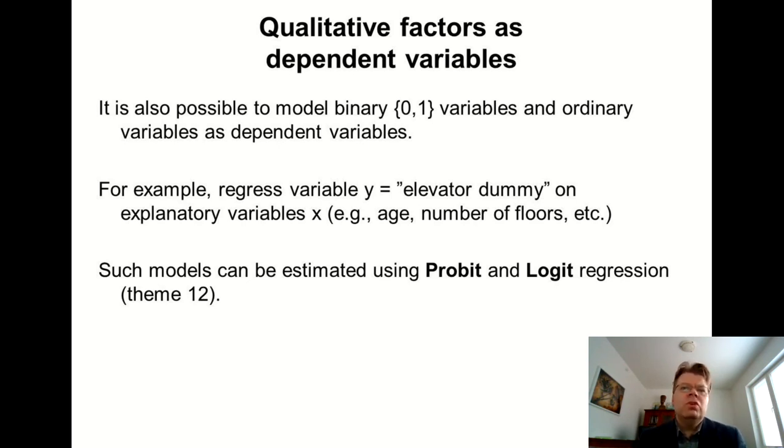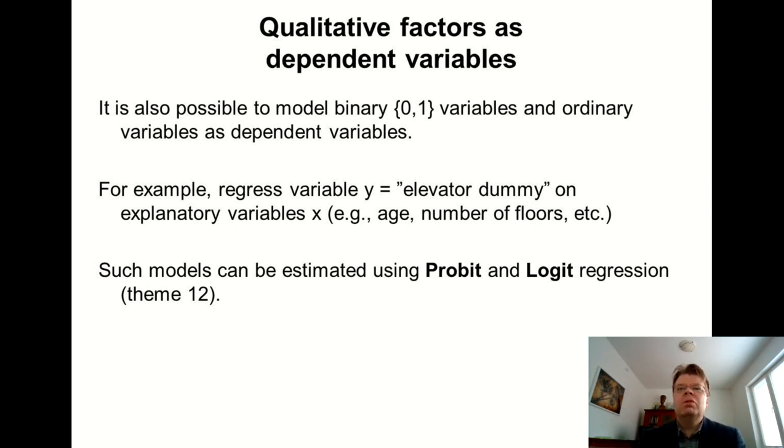I also want to clarify the terminology. So the term dummy variable is used when the variable is coded as binary 0 and 1. But there's also another thing, which is that it refers specifically to the use of this kind of binary variable as an x variable, meaning an explanatory variable. It's also possible to model binary variables as the dependent variables. And this then brings us to the so-called probit and logit models, which we will discuss in more detail in theme number 12. So that's the last theme of the course.